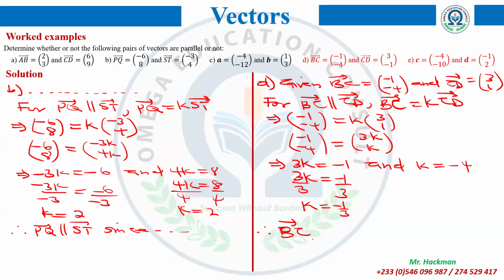We said if it has been positive, it will be parallel to. If it is equal to, you write equal to. When it's negative, you just cross it. So in the same way, this one you cross it. So meaning it is not parallel to the vector CD. You get the point?